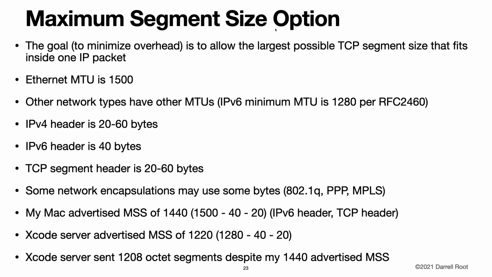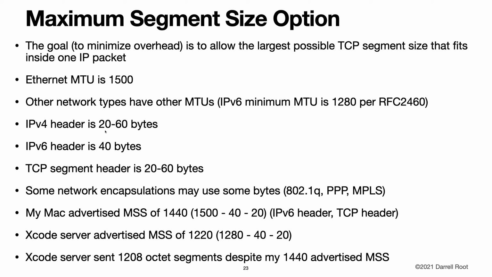Let's review the maximum segment size option in more detail. The goal to minimize overhead is to allow the largest possible TCP segment size that fits inside one IP packet. The Ethernet maximum transmission unit is 1500 bytes. That's the largest Ethernet frame that can be sent on a typical Ethernet network. Other network types have other MTUs. However, the IPv6 specification requires that the minimum MTU is 1280 bytes.